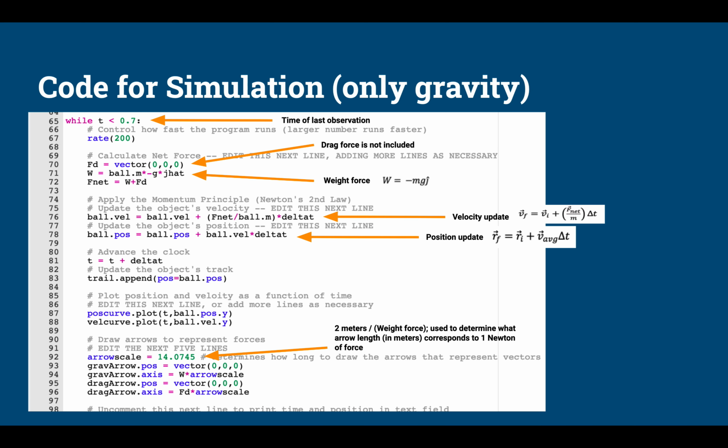And this is the code for the simulation. We set the while loop to run while time is less than 0.7 seconds because this was the time of the last observation. Drag force is not included, so the drag force is just the 0 vector, and weight force is included, calculated by multiplying the mass times gravity times j hat, all in the negative direction because gravity points down. We also included the velocity update, position update formulas, and finally the arrow scale. This is used to determine what arrow length in meters corresponds to 1 unit of force, and we calculated this by dividing 2 meters by the weight force. This was important for the visualization aspect.